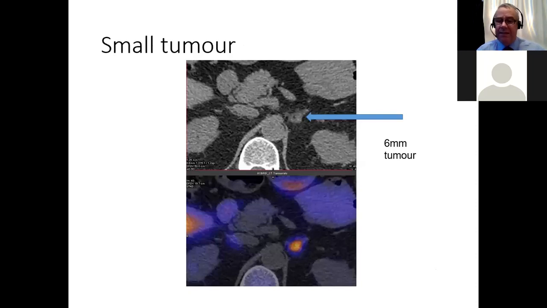This one may be a little easier to see. This is a transverse one, and you can see here a 6 millimeter adenoma, again, just on the medial aspect of the left adrenal, and it's got intense focal uptake of the tracer.